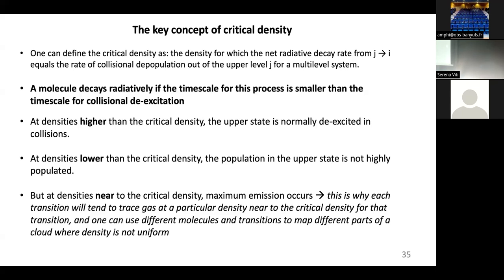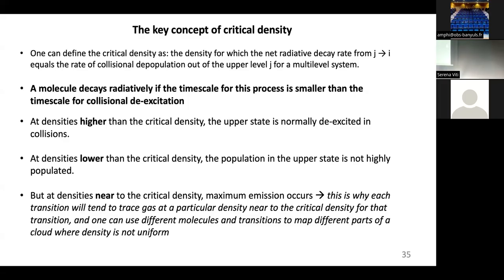But the consequence is that if you are in a gas with a density much higher than the critical density of a specific transition, then you normally de-excite the upper state in a collision, and so you don't have emission. If the gas density is much lower, then you don't have much in the upper levels, and so you don't have emission either. So at densities of the gas near the critical density, you have a maximum chance of seeing an emission line. That's all you need to remember.